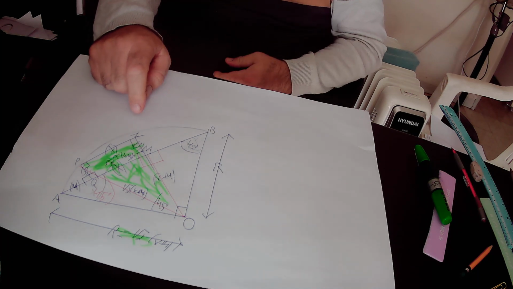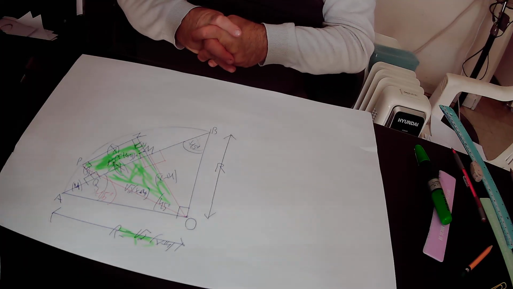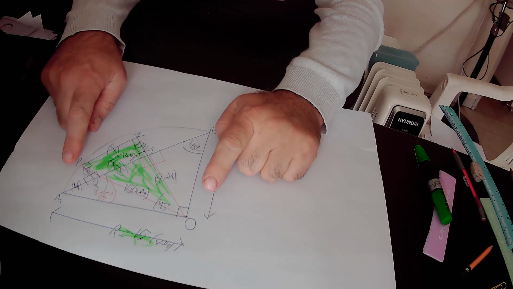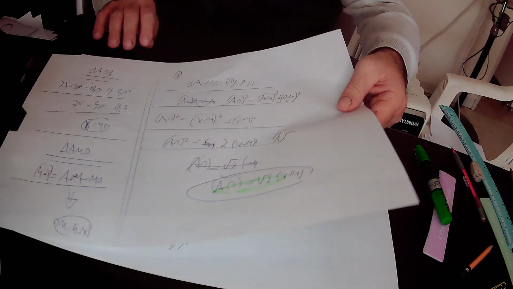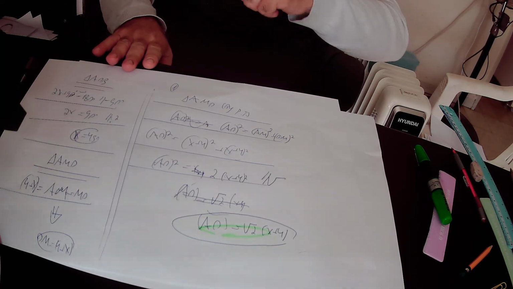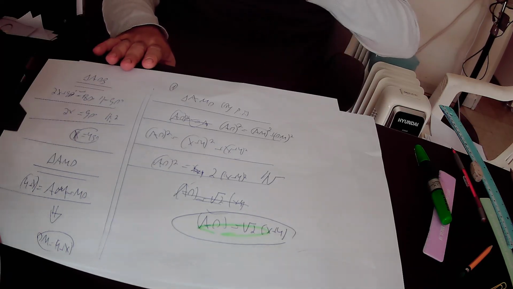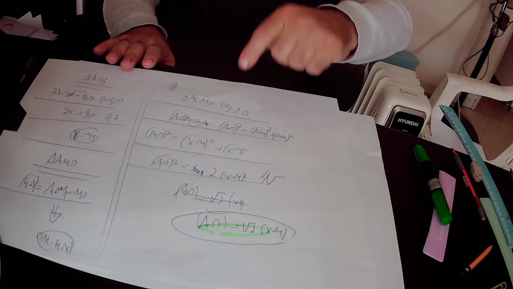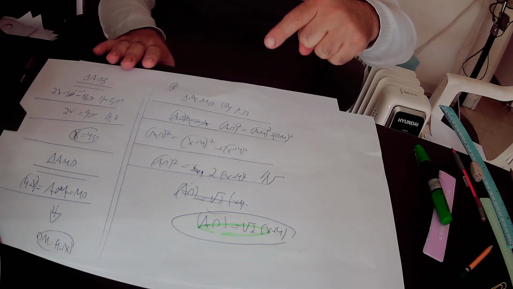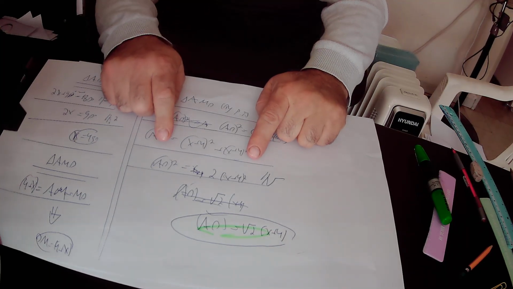In the next step, we implement the Pythagoras theorem on this right triangle AMO. According to the Pythagoras theorem, AO squared, the square of the hypotenuse, equals AM squared plus MO squared. AM is x plus 4, therefore AM squared is x plus 4 squared. Likewise, OM is also x plus 4, therefore OM squared is x plus 4 squared. So in total, AO squared equals x plus 4 squared plus x plus 4 squared, that is 2 times x plus 4 squared.